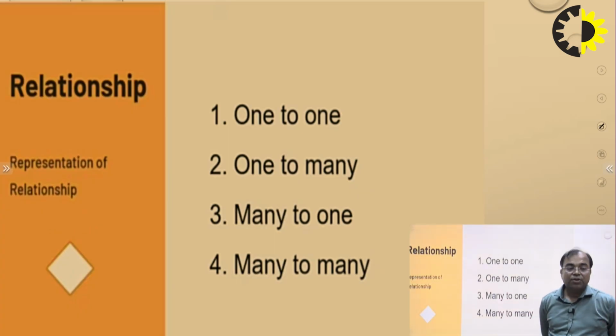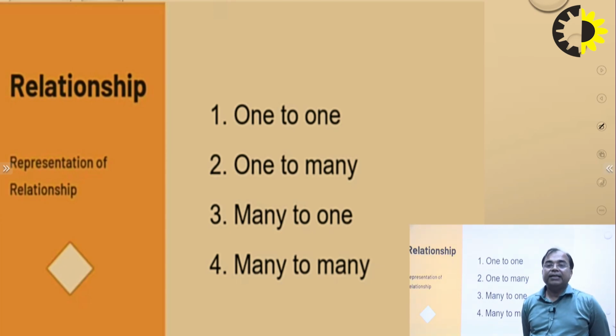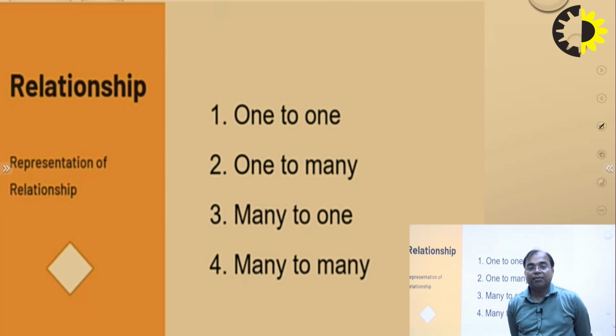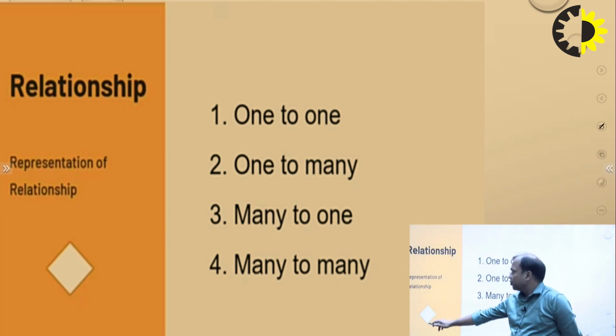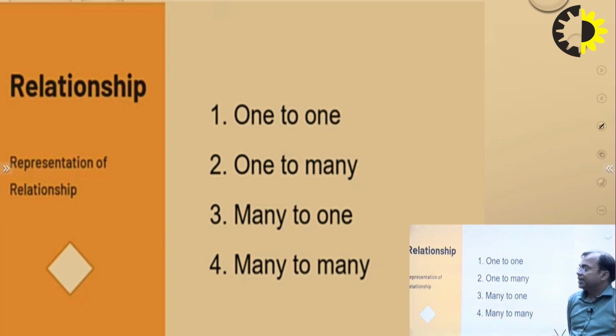Now relationship. What is the relationship between these tables? We can say these entities. How do we relate the entities? There are four types of relationship between entities inside a single ER diagram, or we can say inside the database. We can say one to one, one to many, many to one, or many to many. These are the four relationships. They are represented by this diamond shape. We write the relationship between the entities inside this diamond.